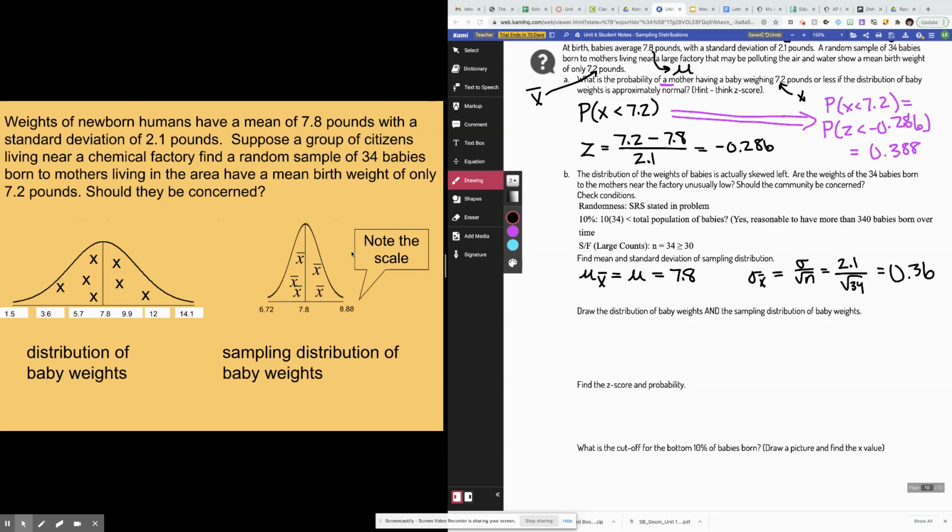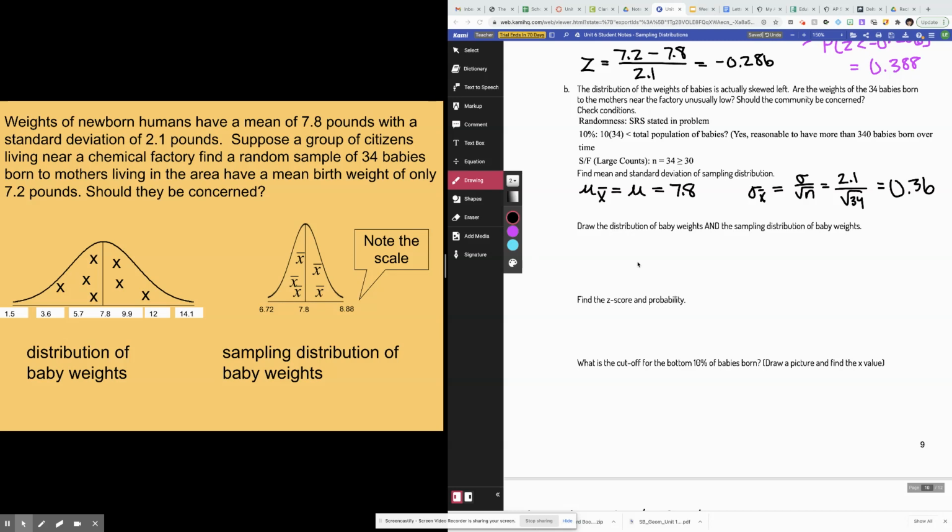All right, which leads us into the next part of this, which is to draw the distribution of both the individual baby weights and the sampling distribution of baby weights. So obviously you can see them both on the left side of the screen. I'm going to do my best to draw them here on the right side of the screen. The one on the left is your population or your sample distribution. The one on the right is your sampling distribution.